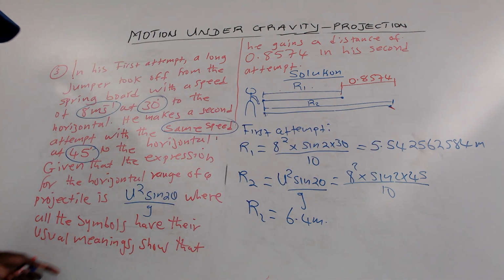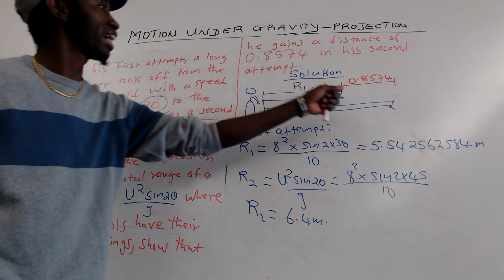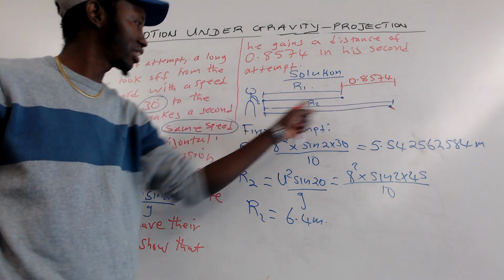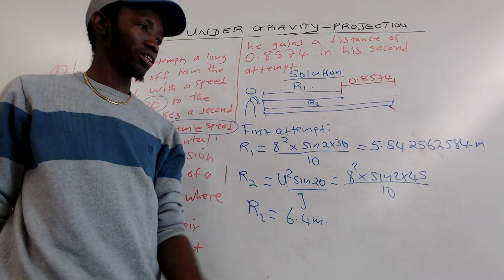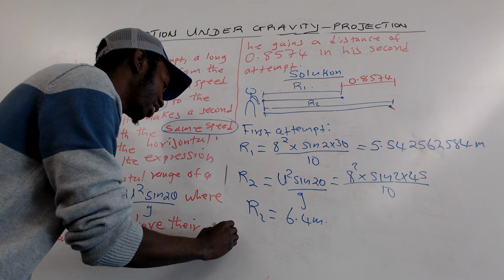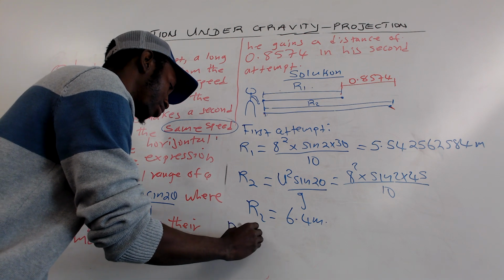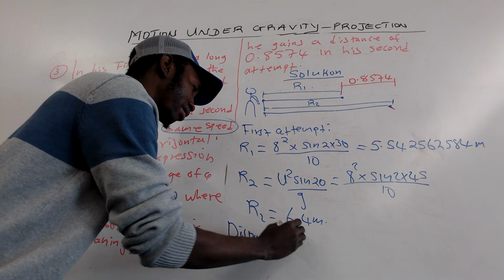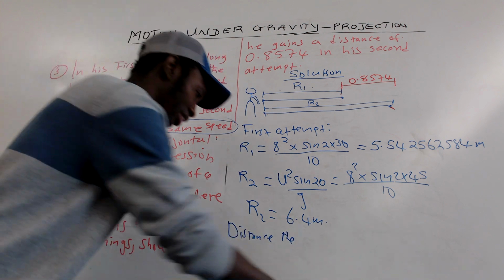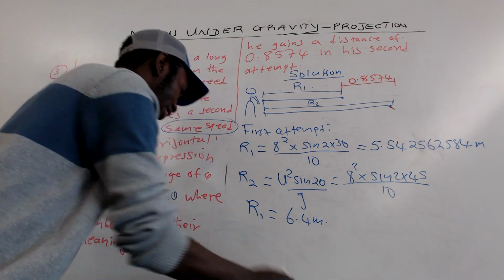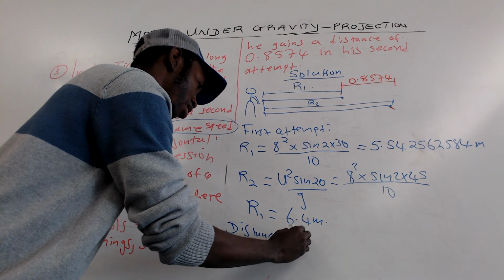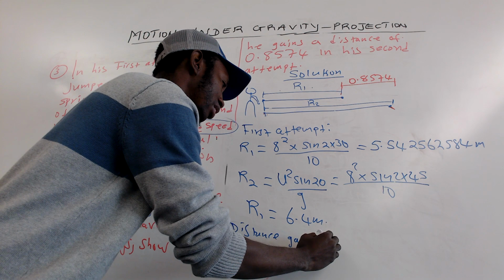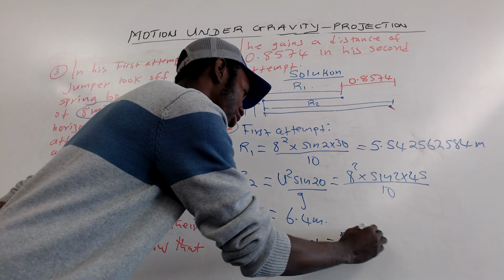The question says, where all the symbols have their usual meaning, show that we are required to show that if we subtract the distance he covered minus this second distance will give us this. So the distance he gains now, the man's gain, let's say distance gain will be R2 minus R1.